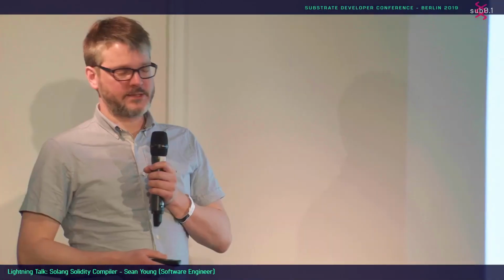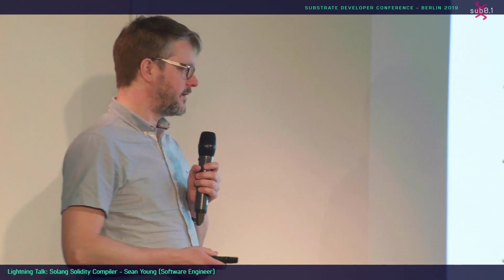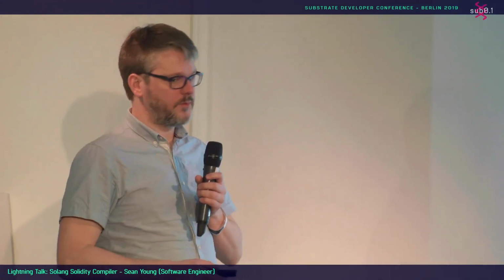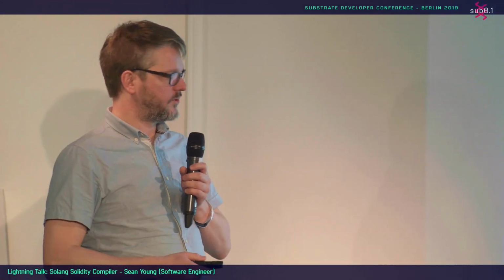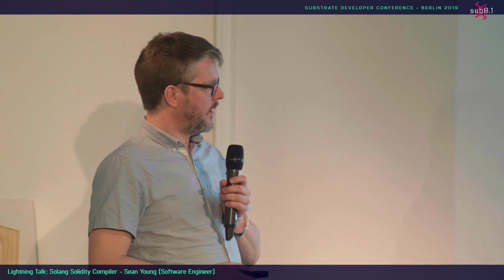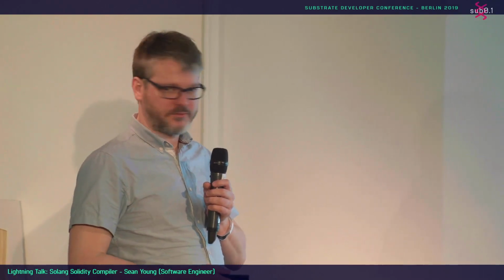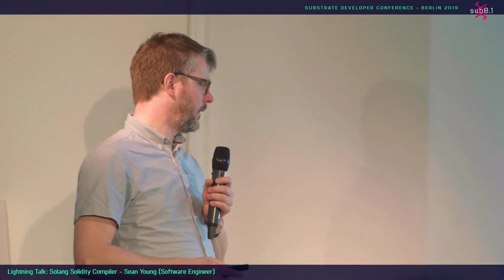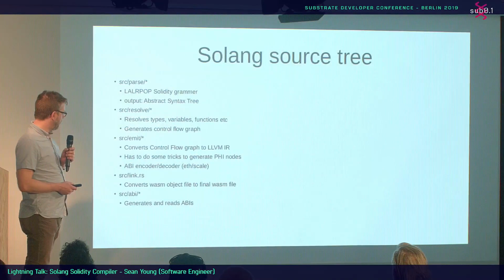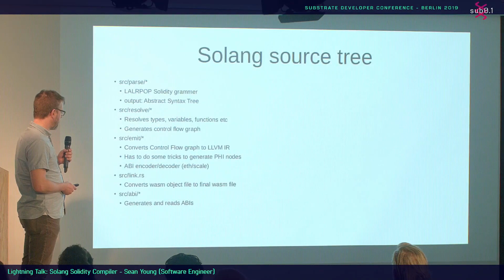And there's the ABI encoder decoder. Then the final stage is the link stage. At the moment, it's just easier to convert a Wasm object file into a final contract Wasm, but that has to be replaced with the LLVM LTO linker if we are to link in other code. And then we have source ABI, where we generate the ABI file.